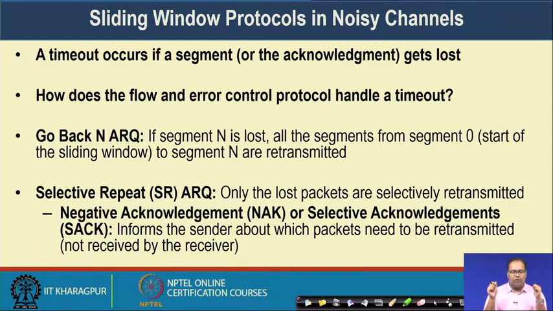Now in case of a Go-Back-N ARQ, if a particular segment, say segment N, is lost, then all the segments starting from segment 0 are retransmitted. Here I am assuming that segment 0 is the start of the sliding window. So, in a broad way, all the frames in the current sliding window are retransmitted if there is a timeout.